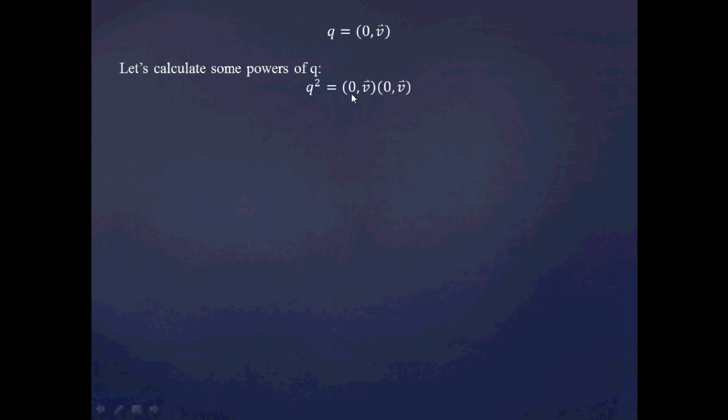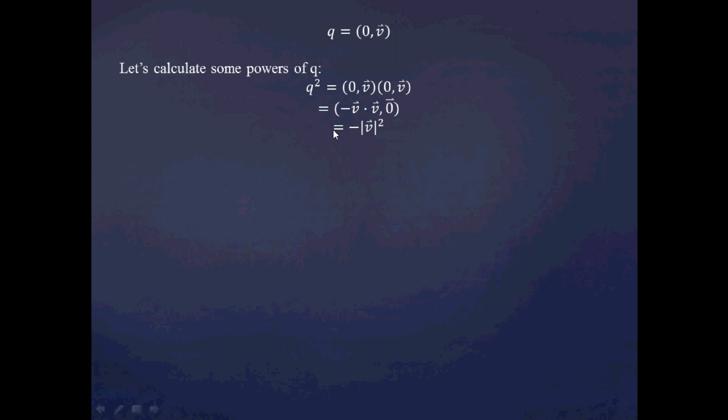Now, q squared is going to be given by 0, v multiplied by itself, 0, v. And now we just follow the rule that I outlined in the last slide. The 0 being in the scalar part is going to simplify the formula. So I'm going to have 0 times 0, which is going to give me 0, minus the dot product of v with itself. So the new scalar part is going to be given by minus v dot v. And now the new vector part is going to be given by 0 times v plus 0 times v plus the cross product of v with v. And if you don't know already, the cross product of a vector with itself is the 0 vector. So all in all, the new vector part is going to be the 0 vector. So this is a pretty simple formula for q squared. Just going to get negative v dot v for the new scalar part, and the vector part goes to 0.